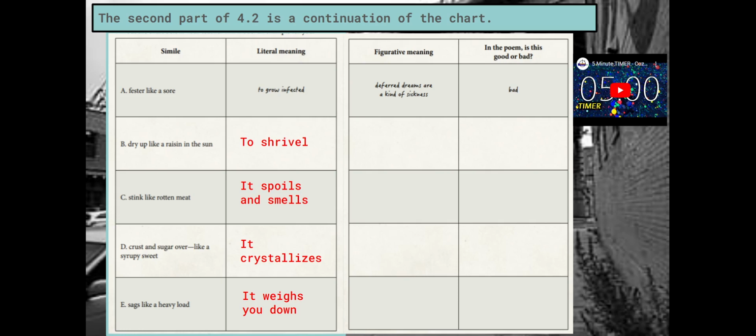So again, for the figurative meaning, you're thinking about the dreams deferred. What's the figurative meaning related to when we defer dreams or put off dreams? 5 minutes.